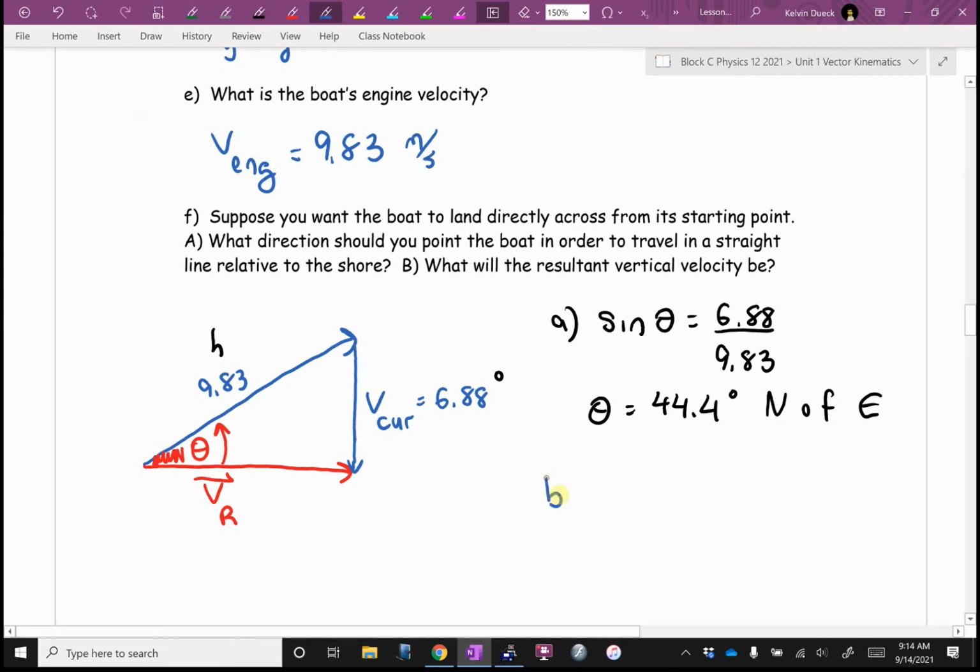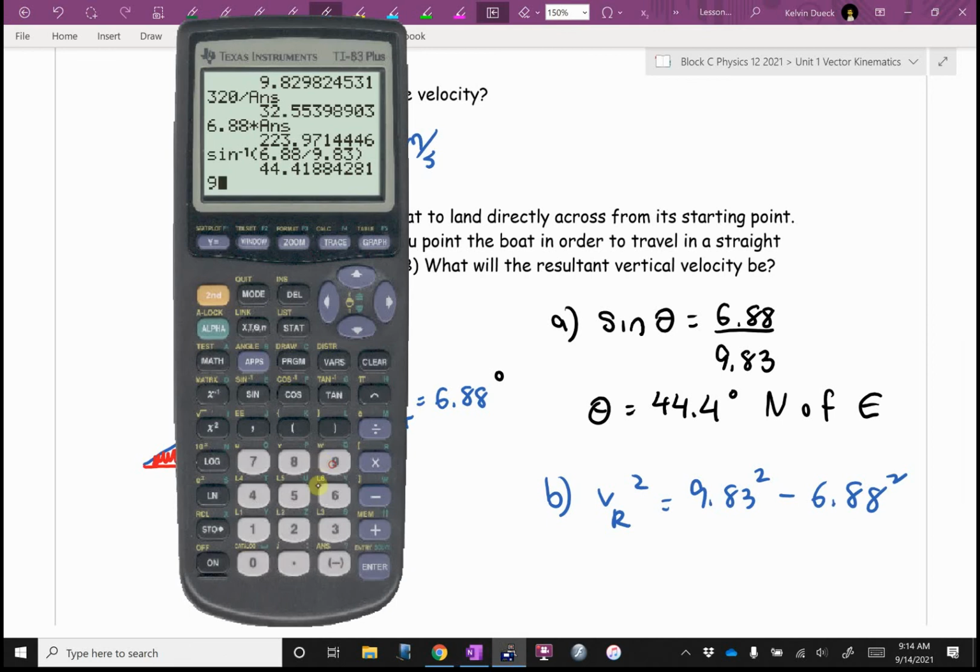And then B, what will the resultant vertical velocity be? Well, VR squared is going to be 9.83 squared minus 6.88 squared because it's not a hypotenuse. It's going to be the hypotenuse squared minus the leg squared and then square root. 7 point something. 7.02.